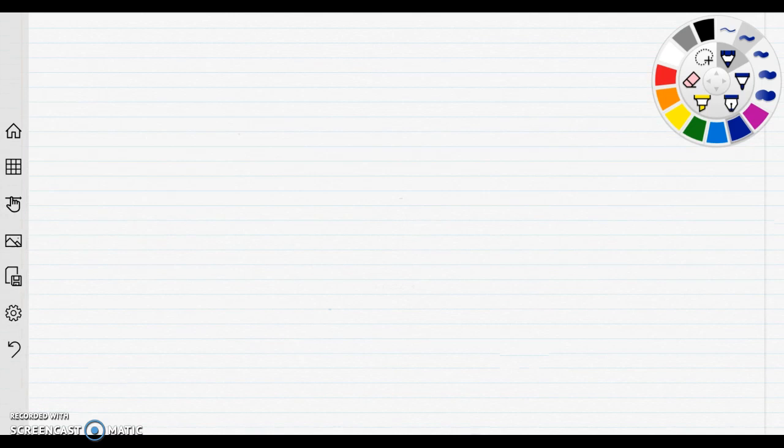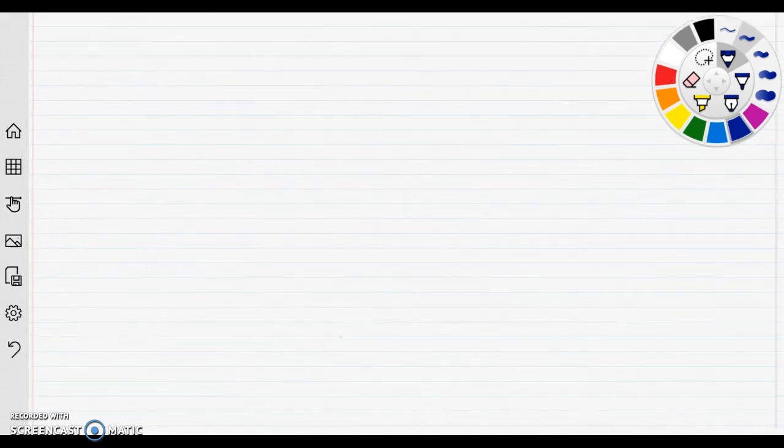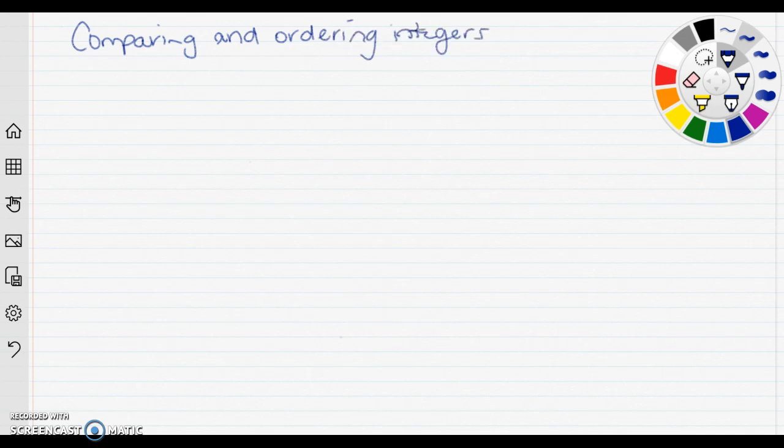Alright. Okay, so first thing we need to do when we're doing Cornell notes is title. Obviously, my title is going to be comparing and ordering integers. Okay, so comparing and ordering integers. My writing sucks on this.